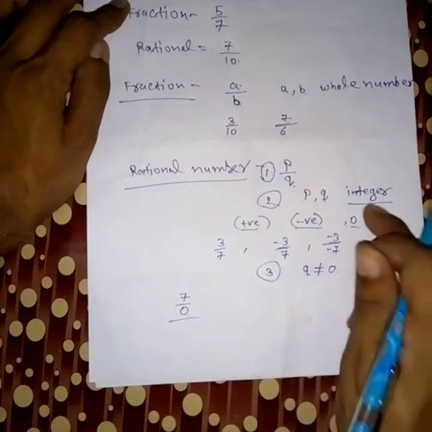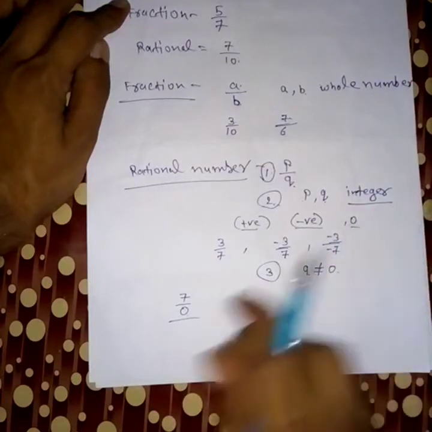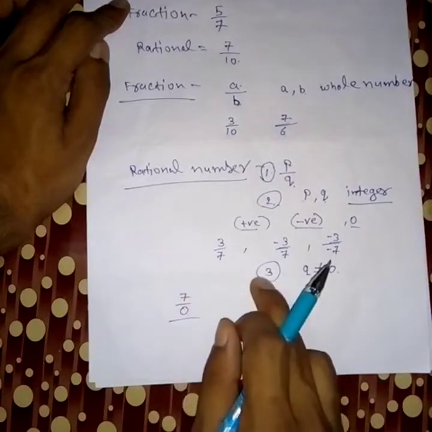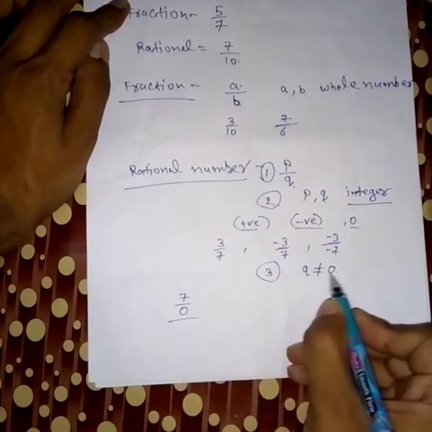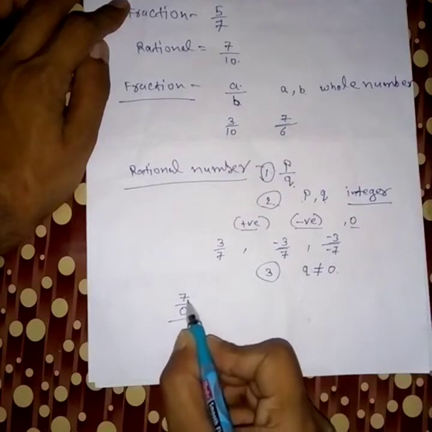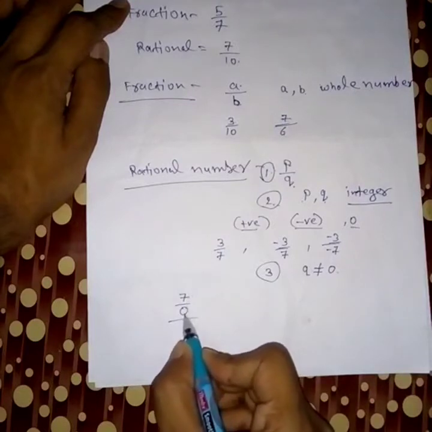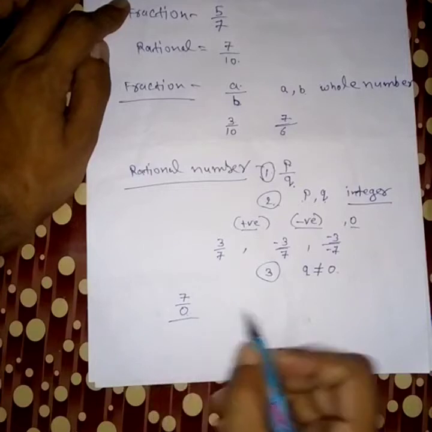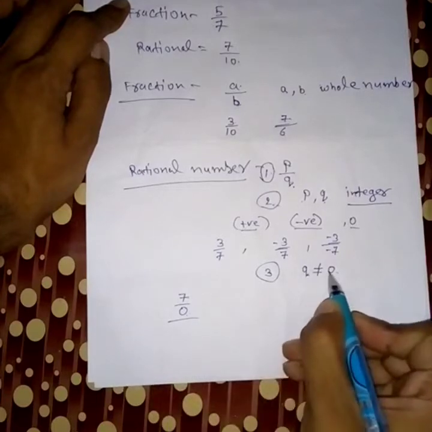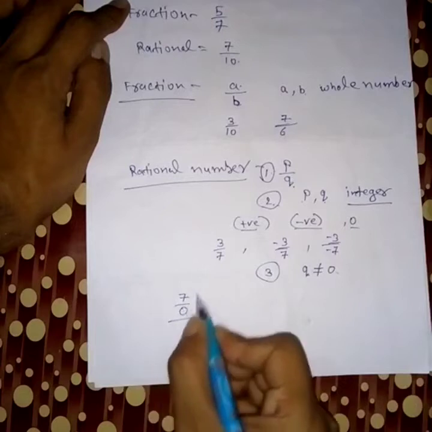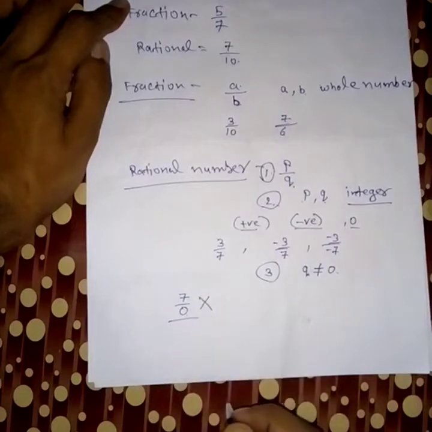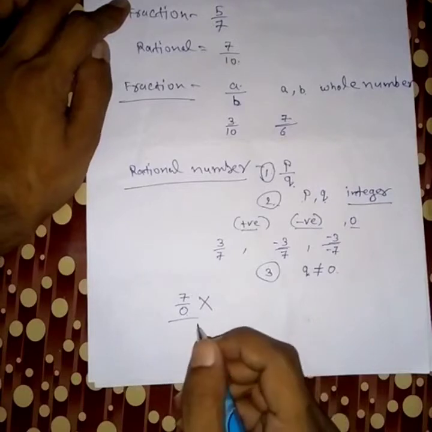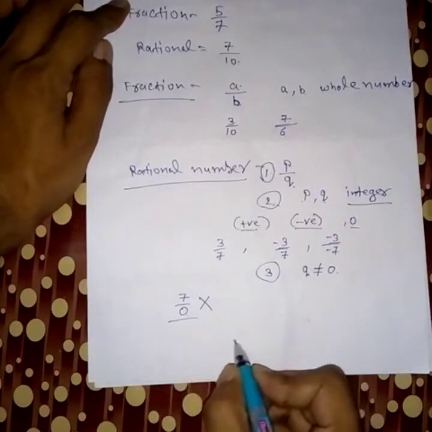So the second property also qualifies for this number. Now moving to the third property, Q must not be equal to 0. So here P is 7, Q is 0. That means Q is equal to 0, but we need Q to not be equal to 0. That means 7 by 0 is not a rational number. I think you have understood how you can identify whether a number is a rational number or not.